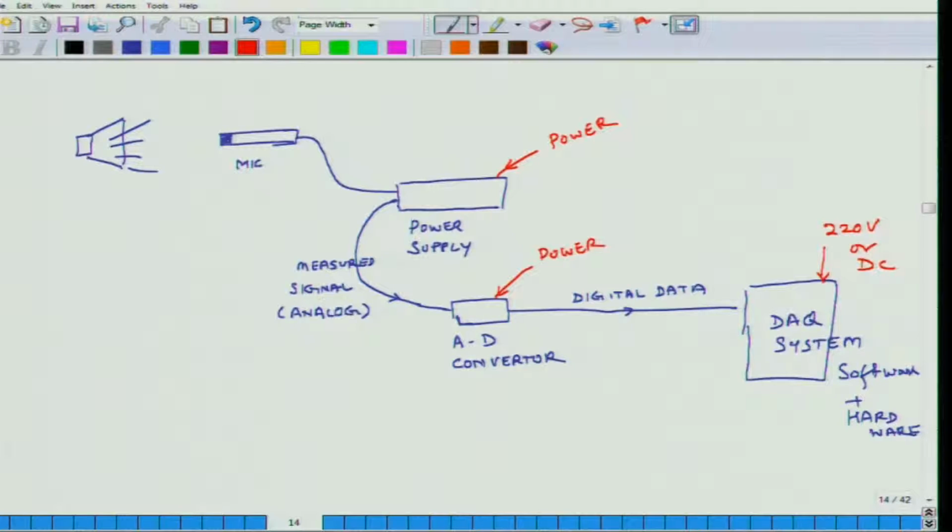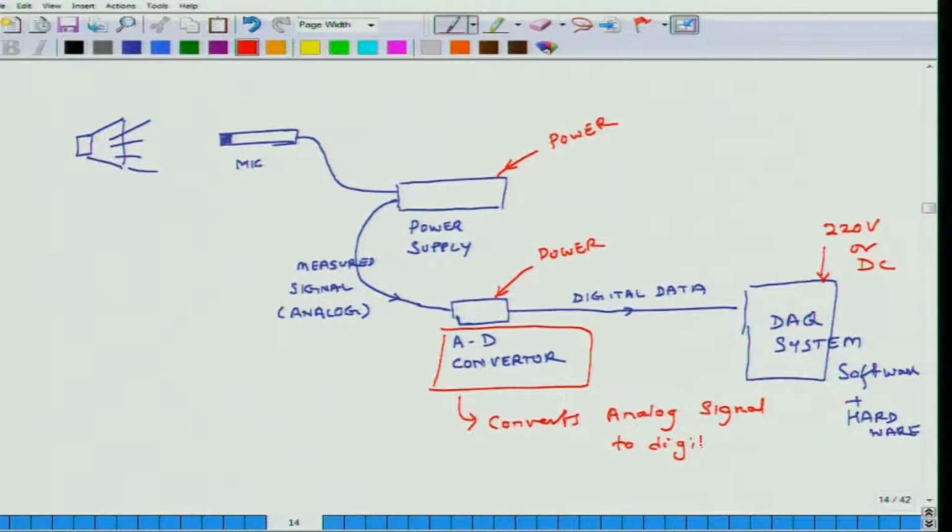So this is the overall thing, and what we are going to discuss today is about this A to D converter and its importance. We will discuss other things maybe at a later point of time, but I think it is important to understand about A to D converter. So, A to D converter, it converts analog signal to digital signal.